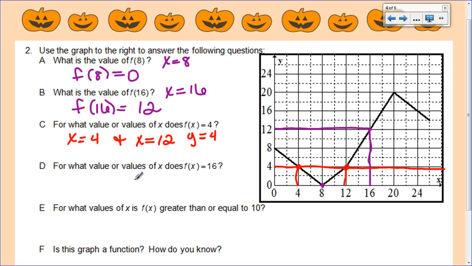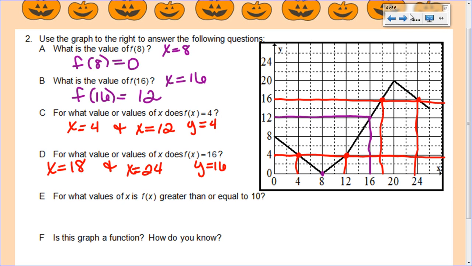Part D is very similar. It says, for what value or values of x does f of x equal 16? So now they're saying y equals 16. I'm going to do the same thing. I'm going to draw my line across, and you're going to see that it hits the graph here and here. Well, I'm going to find out those two x values. This first one happens to be the number between 16 and 20, and I'm going to say that's 18. So I'm guessing that counts by 2's. And then it also hits here where x equals 24. So the two values where y equals 16 are x is 18 and x is 24.